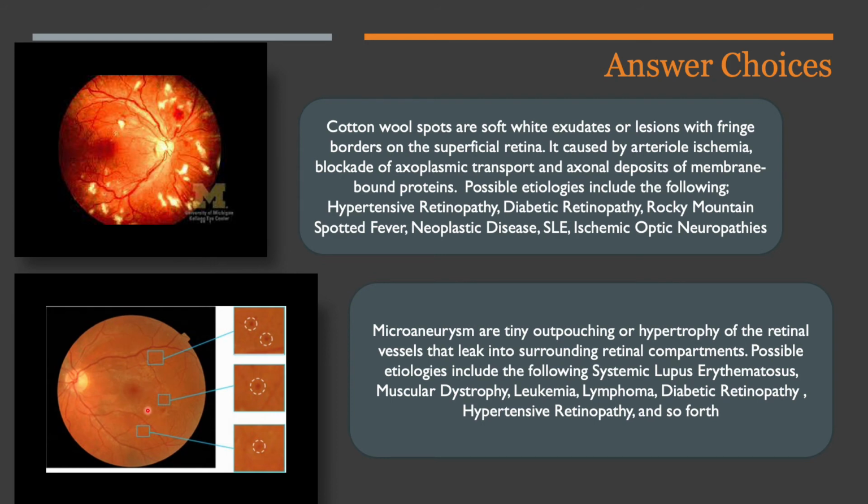Microaneurysms. On your left, it's more high-def imagery. They're very micro in presentation. They're very minute in presentation. Microaneurysms are tiny outpouching or hypertrophy of the retinal vessels that leak into surrounding retinal compartments. Possible etiologies include the following: systemic lupus erythematosus, muscular dystrophy, leukemia, lymphoma, diabetic retinopathy, hypertensive retinopathy, and so forth.